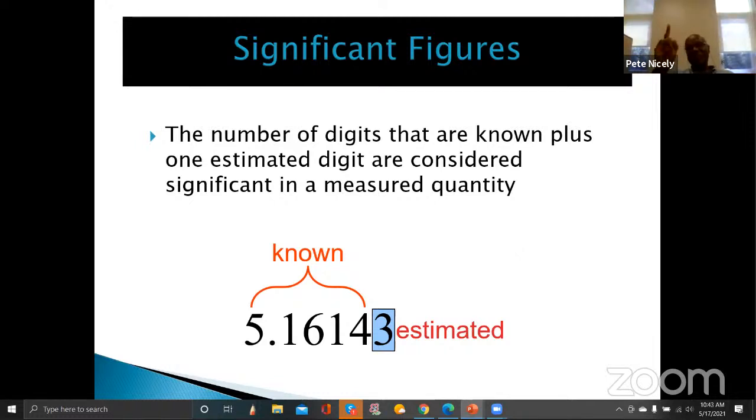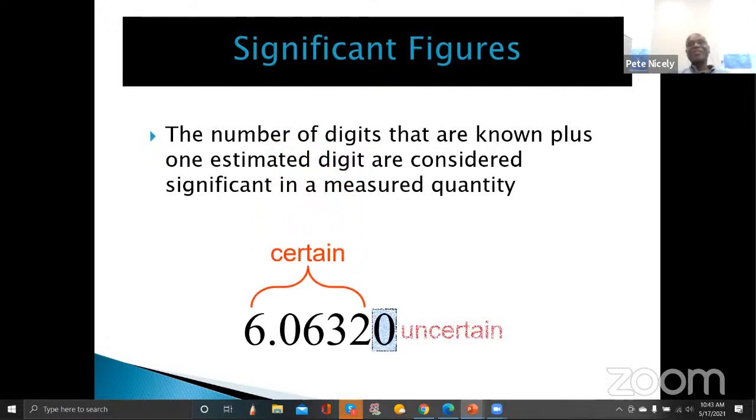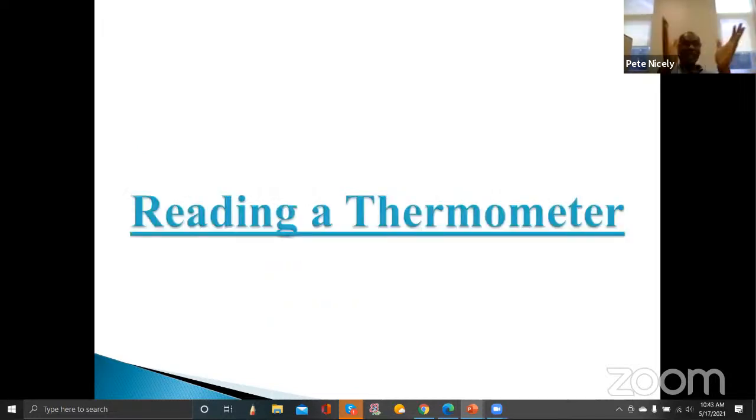Now, to illustrate how we determine the estimated digit, we're going to use an example. But before we get to that, here's another example of a measured number. We're certain about the first 5 digits here, and the 0 at the end would be an estimated digit. I'm going to show you now how we determine the uncertain digit that is estimated.